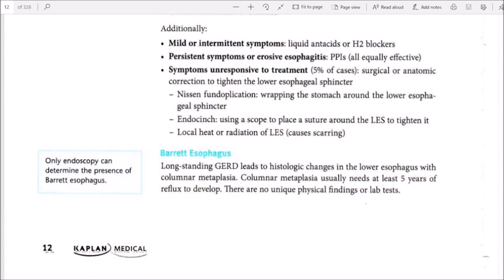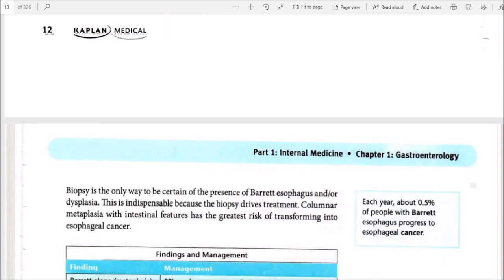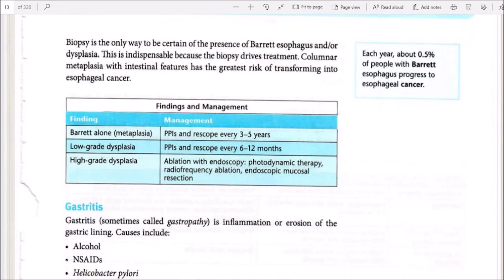Long-term GERD leads to histologic changes in the lower esophagus with columnar metaplasia. Columnar metaplasia usually needs at least 5 years of reflux to develop. There are no unique physical findings or lab tests. Biopsy is the only way to be certain of the presence of Barrett's esophagus and/or dysplasia. This is indispensable because the biopsy-derived diagnosis, columnar metaplasia with intestinal features, has the greatest risk of transforming into esophageal cancer.